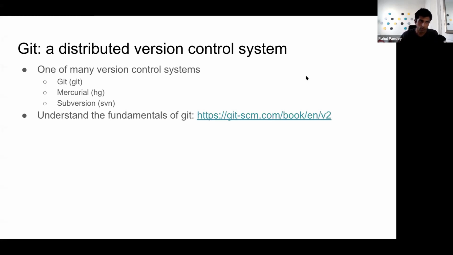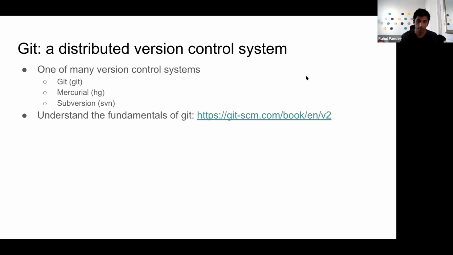Mercurial is another one. And in fact, at Facebook, which is where I work, we use Mercurial. So I would say Git and Mercurial are the two most common. And then Subversion was popular a while ago, like a couple decades ago, but I feel like it's not as frequently used now.